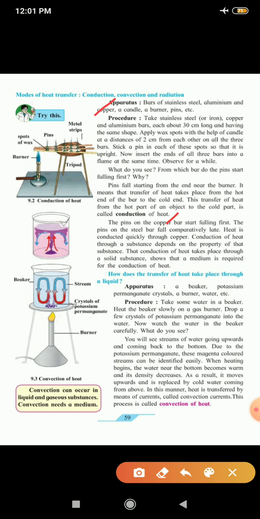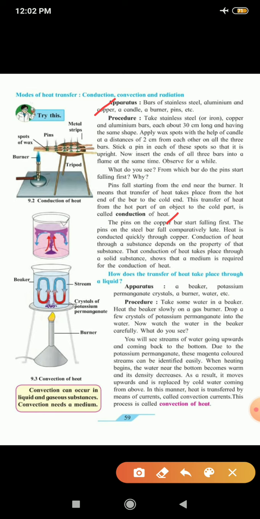Now, the pins on the copper bar start falling first. The pins on the steel bar fall comparatively late. Heat is conducted quickly through copper. Conduction of heat through a substance depends on the property of that substance. That conduction of heat takes place through a solid substance shows that a medium is required for conduction of heat. So you can just underline the last sentence, that a medium is required for the conduction of heat.